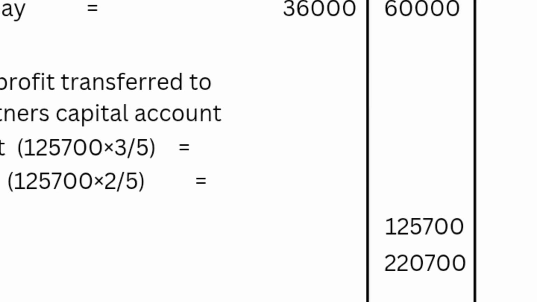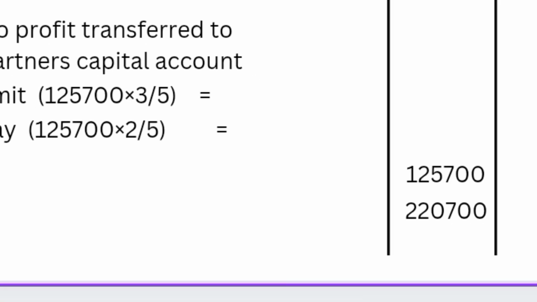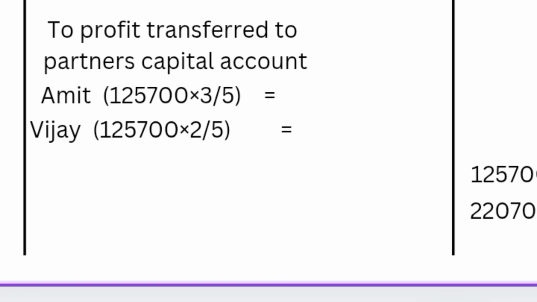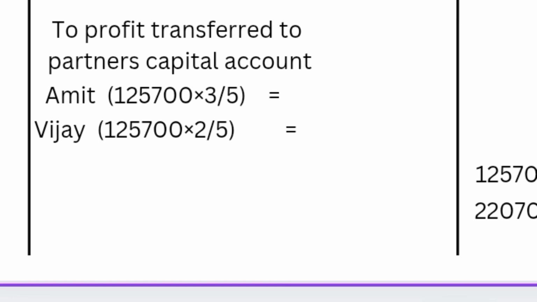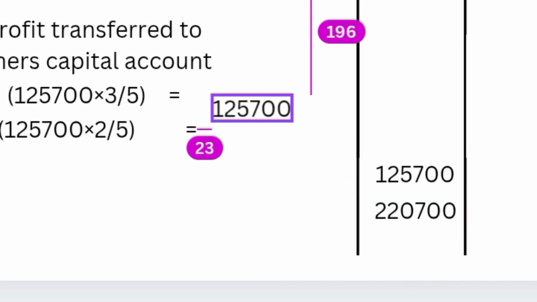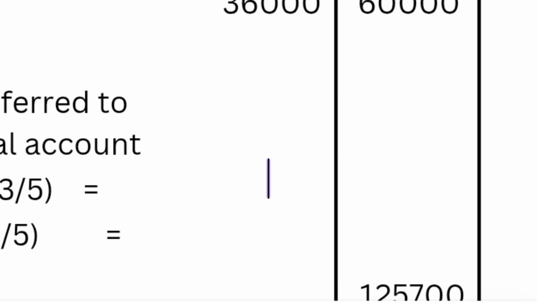To get the profit of each partner, we have to divide the amount by the ratio. So 1,25,700 into 3 divided by 5. We get 5 by adding 3 and 2. 3 is the ratio of Amit and 2 is the ratio of Vijay. So if we divide this, for Amit we get 75,420, and for Vijay we get 50,280.